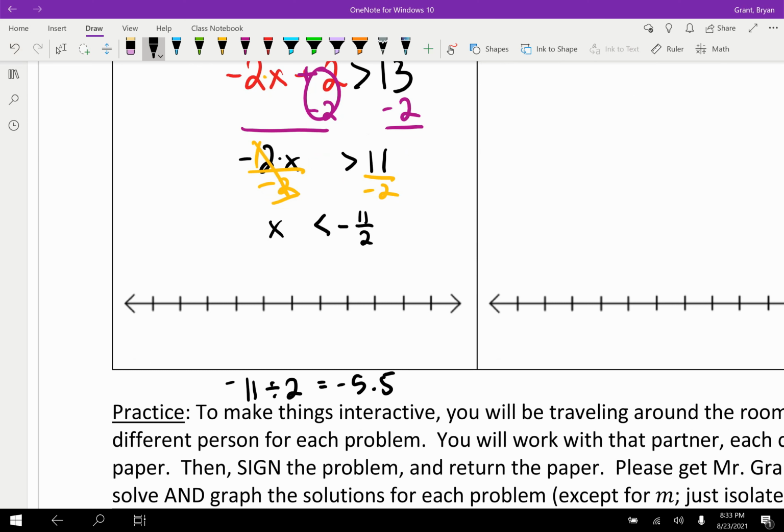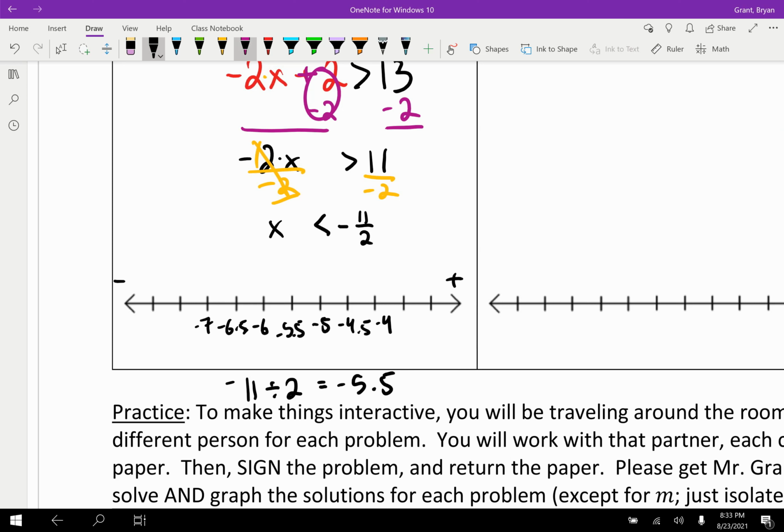Okay, so it might make sense to go by 0.5s here. I'll put on my negative 5.5. The negatives are to the left. We get more positive here, so this is negative 5, negative 4.5, and negative 4. Okay, and the other way, we have negative 6, negative 6.5, and negative 7.